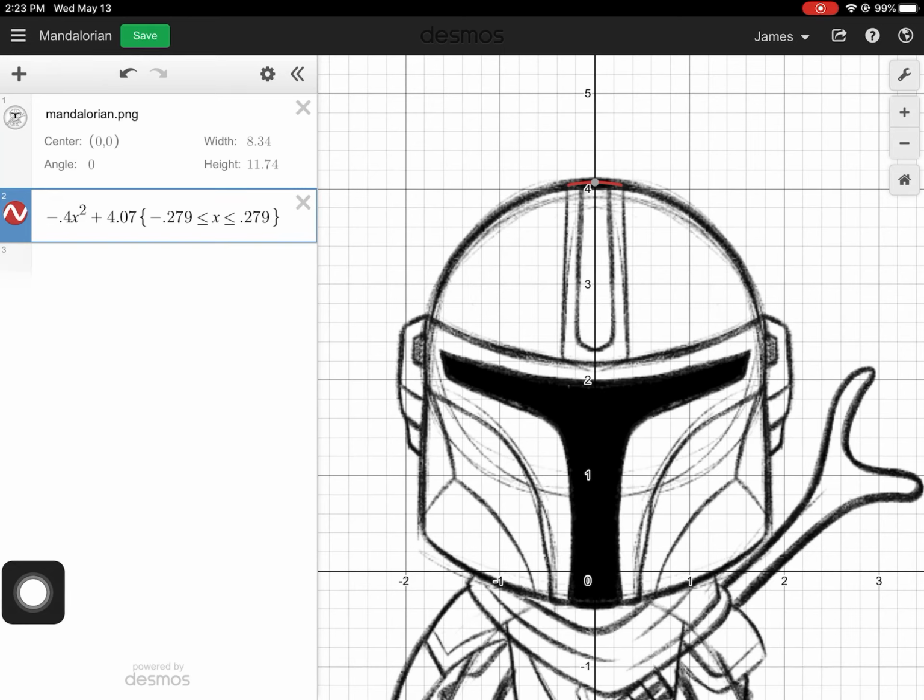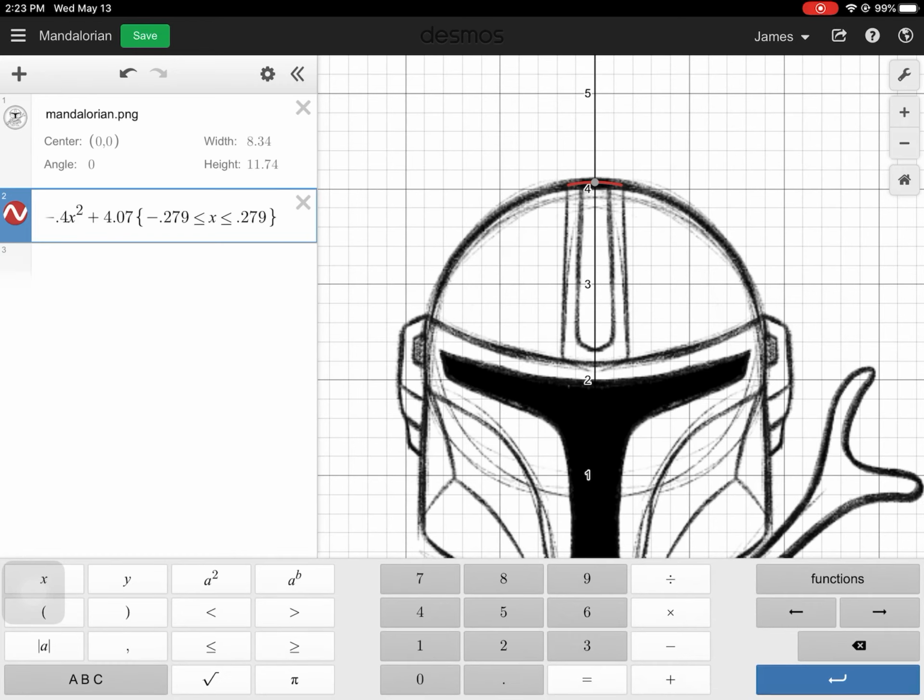Can we do this as a vertical cutoff? Yes, you can. Let me show you how to do that. So that's a domain cutoff. So what about a range cutoff?